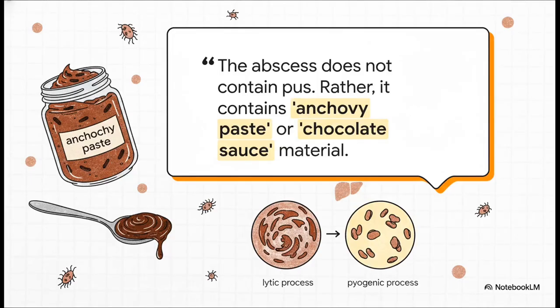And this brings us to one of the most classic, and maybe slightly gross descriptions in all of pathology. The gunk they pull out of these abscesses is famously described as looking like anchovy paste or chocolate sauce. Now that's not just for shock value, it's a huge diagnostic clue. It tells you this is a lytic process, not a pyogenic one. It's this reddish-brown, thick stuff made of liquefied liver cells, not dead white blood cells.